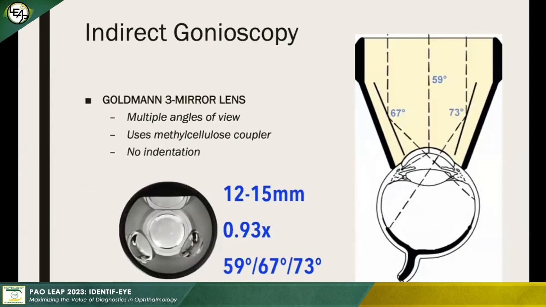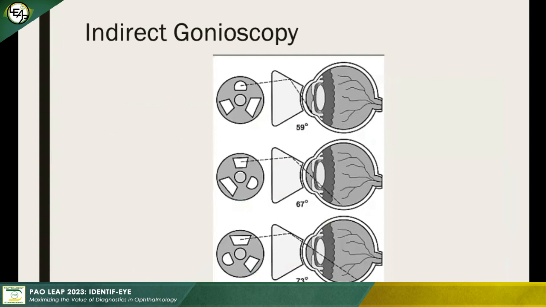Its use requires a methylcellulose coupler, a coupling agent like your viscoelastic gel sometimes, and because of the large lens diameter, it does not allow indentation. So you see in the image on the right, the diameter of this lens is much larger than the diameter of your cornea. So indentation gonioscopy is not possible.